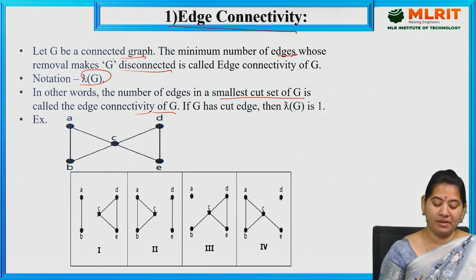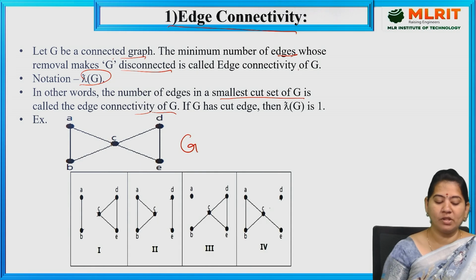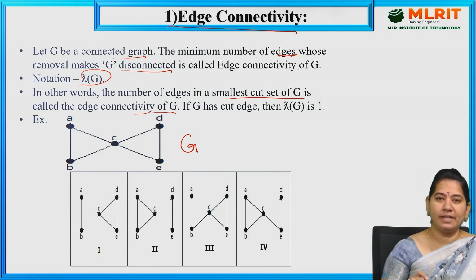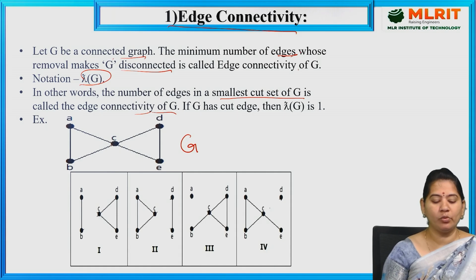So what is meant here is, let us suppose I call this original graph G, which is a connected graph. The minimum number of edges means that with a minimal number of edges in a particular graph, I can make that graph disconnected. So I remove the minimum number of edges, and their removal makes it disconnected. That is called edge connectivity, and we always represent it with lambda of G.